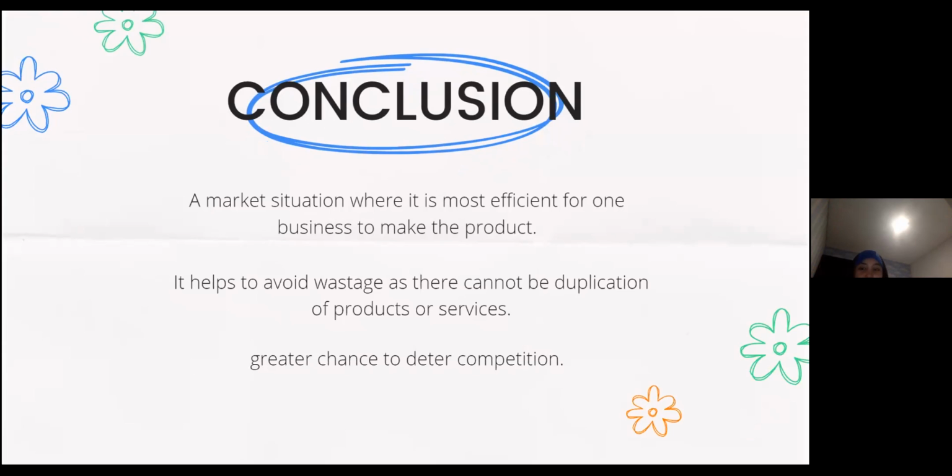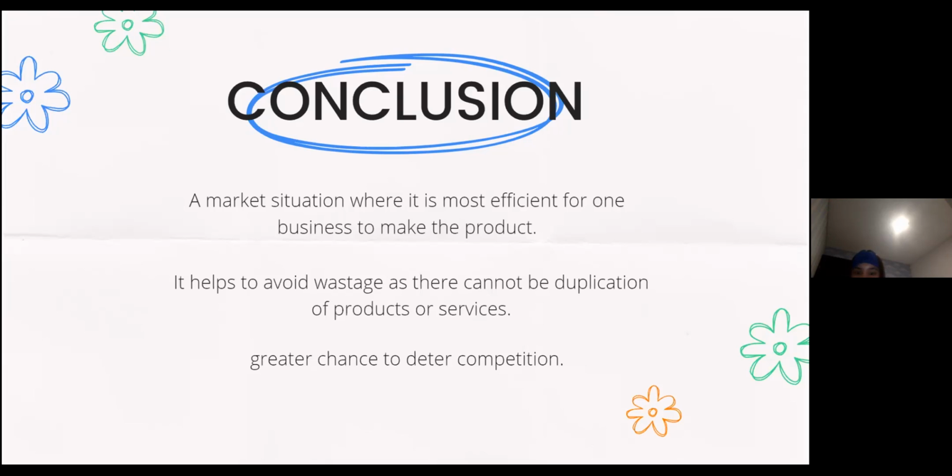Okay, so now we're moving on to the conclusion. A natural monopoly is a market situation where it is most efficient for one business to make the product, and it's beneficial. Natural monopolies improve the economy by creating systems or products that are native to the area, and they make it more efficient to deliver necessary goods and services to consumers. As for why it's beneficial, we're given two reasons.